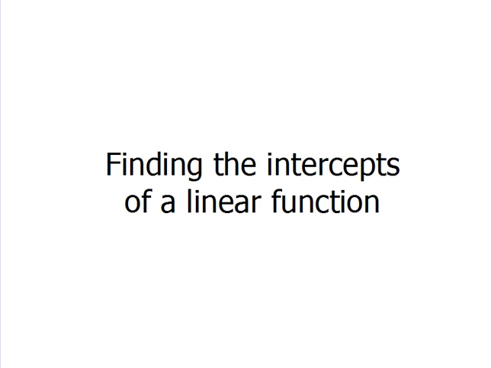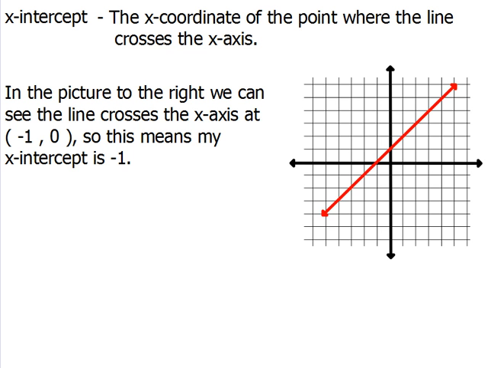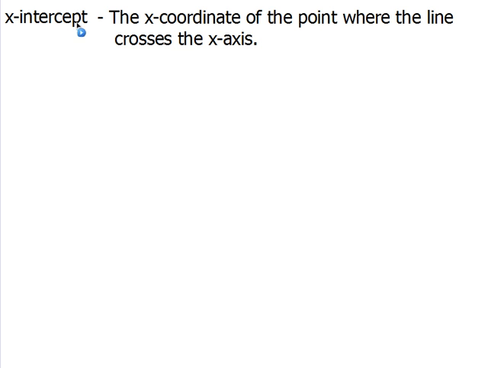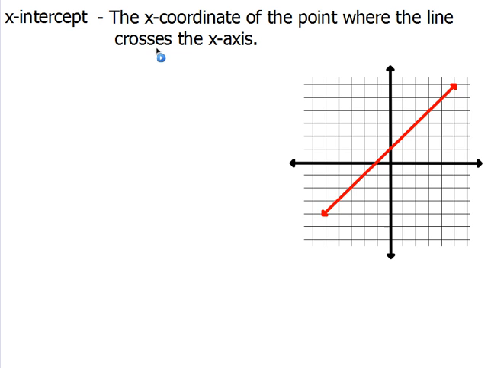Alright, today we're going to talk about finding the intercepts of a linear function. So what we're going to do with that is, first off, we're going to find the x-intercept. In order to do that, that's just where the x-coordinate of the point crosses the x-axis. Alright, so then how do we find that?